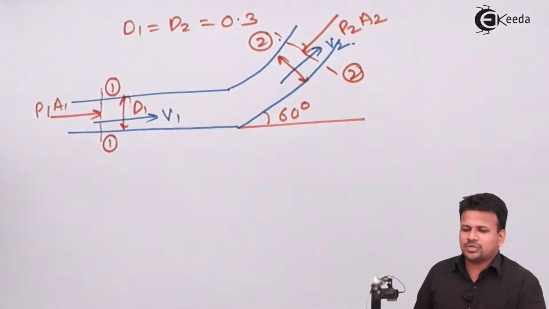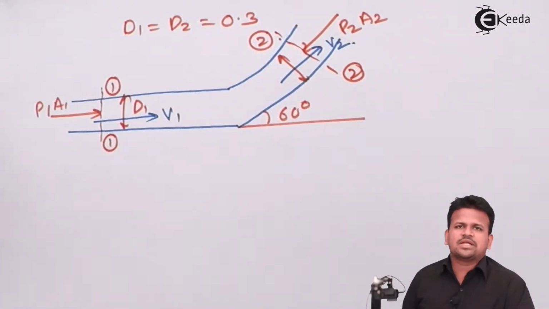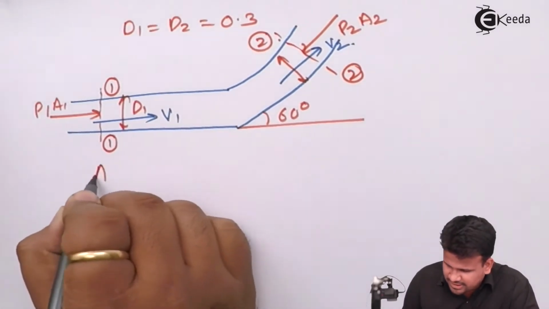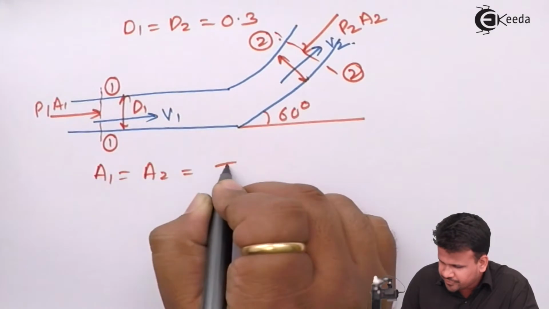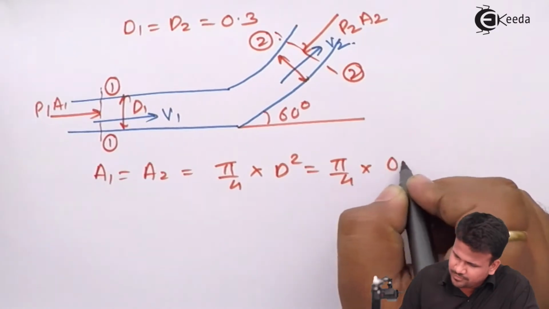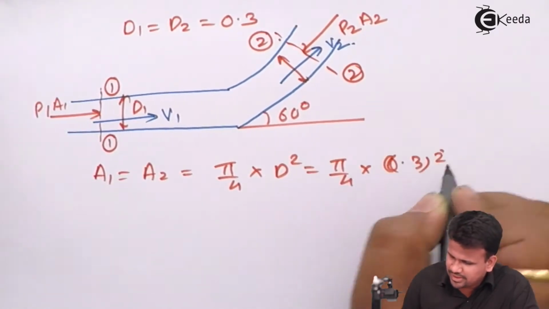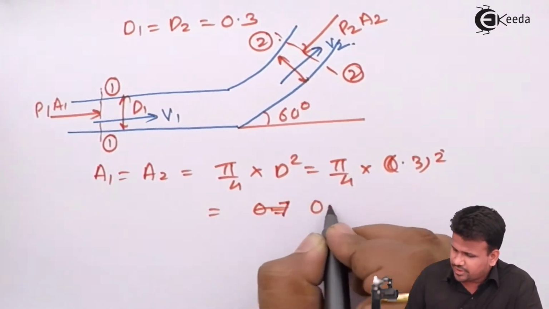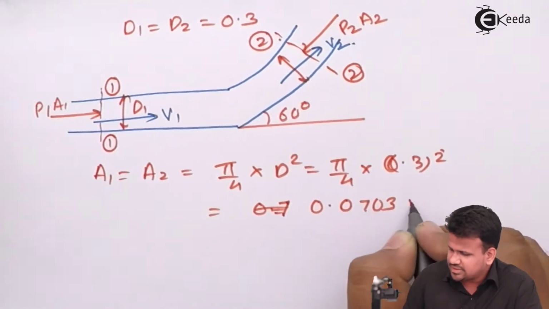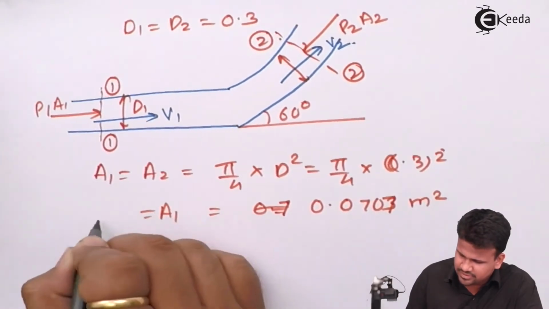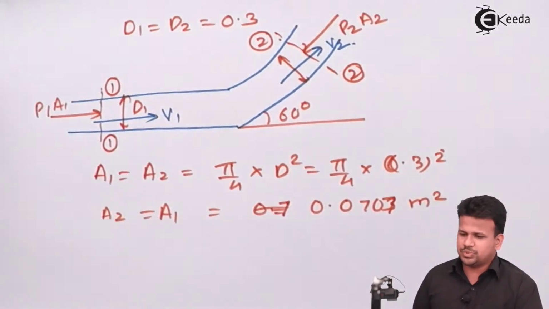So now let us calculate the area of cross section, then we'll calculate the velocities, pressure and all the other forces. The area A1, which will be equal to A2, is pi by 4 into d square. So this is pi by 4 into 0.3 square, which comes out to be 0.00707 meter square. That is, A1 is equal to A2. So these are the things which we know.